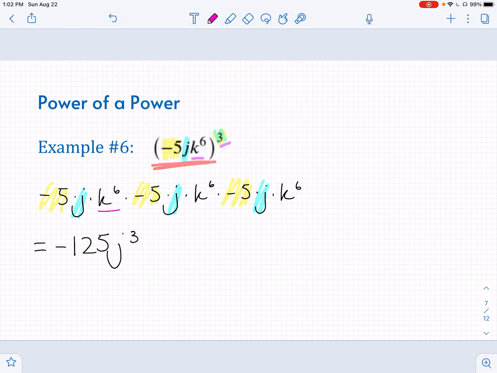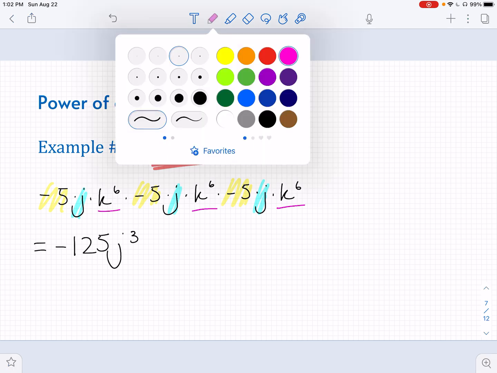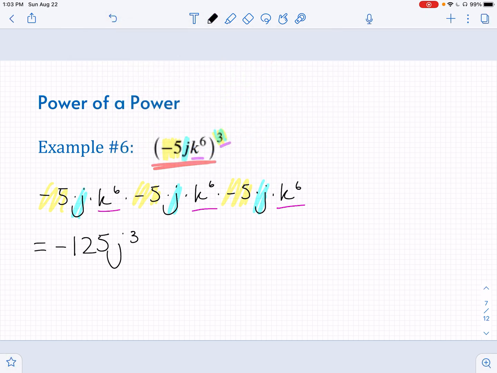And then you look at the k's. K to the 6th times k to the 6th times k to the 6th. Now I could write out k to the 6th times k to the 6th times k to the 6th in expanded form, but it's going to take a really long time. So you're going to be better off just using that property that says, okay, if I'm multiplying with the same base, I can add the exponents.